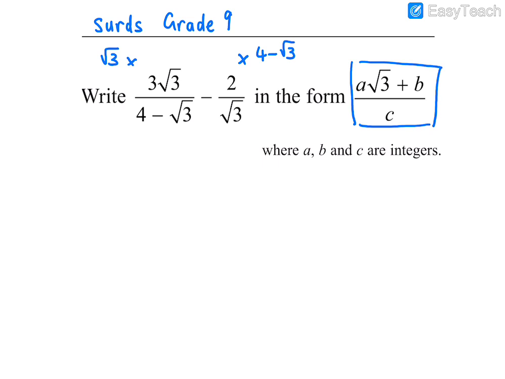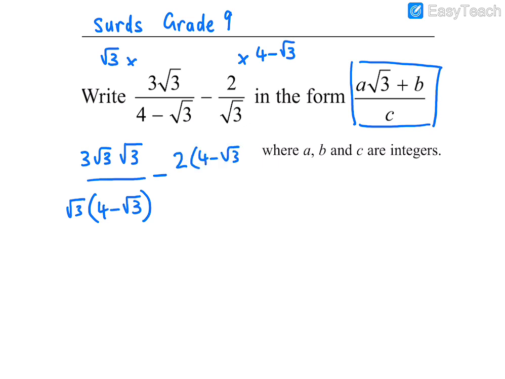So we would have the denominator on this side as root 3 multiplied by 4 take away root 3, and then at the top we have 3 root 3 times by another root 3. Now the other fraction, we've got two lots of 4 minus root 3, so make sure you put this into brackets because it has more than one term, and then over root 3 times by 4 minus root 3.